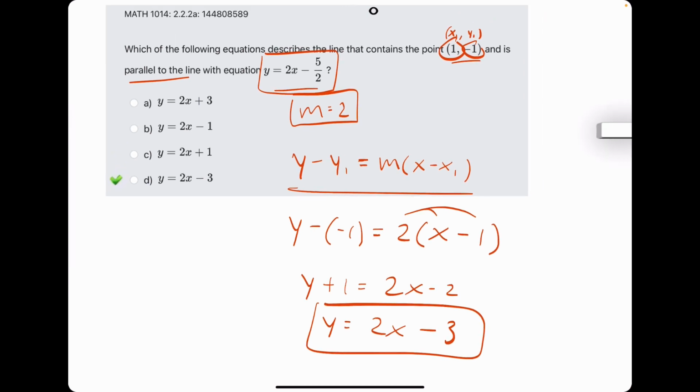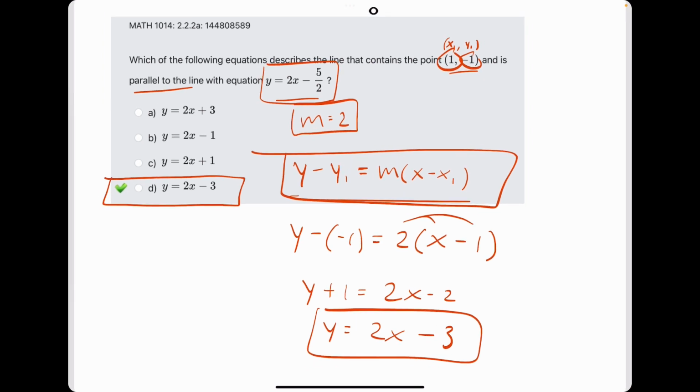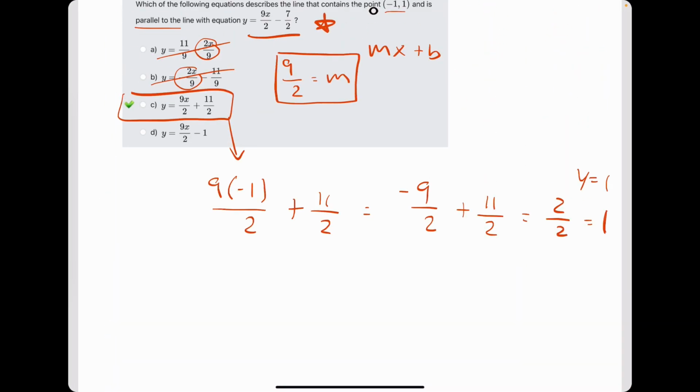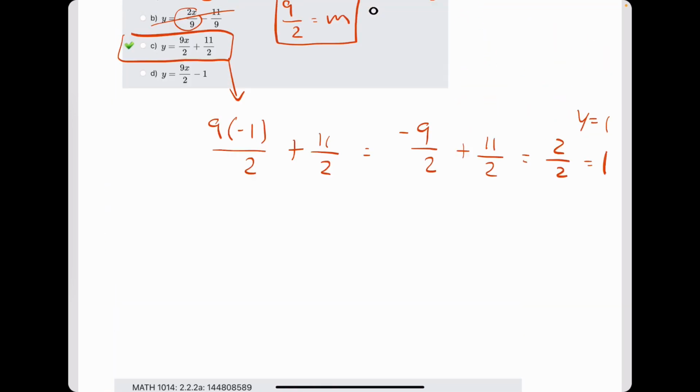So just like that, we find our answer without having to do a bunch of plugging and chugging. And again, this is using the point slope form of a line. Hope that makes sense. Here's a glance at both problems. If you have any questions, please let me know.